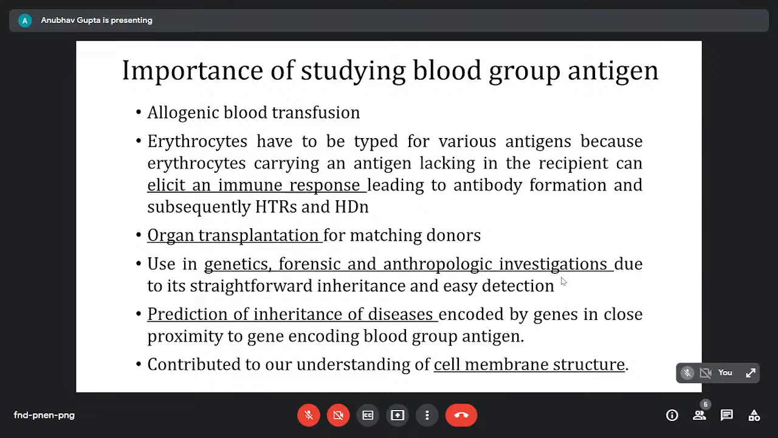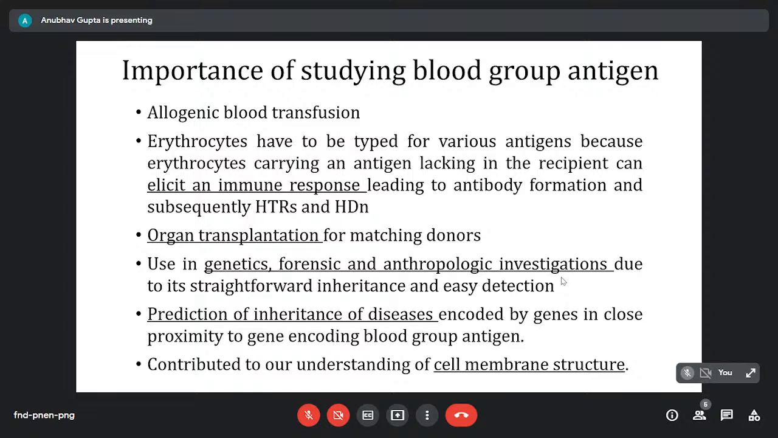So I will tell you one thing, even a blood transfusion is a mini transplant. Why? Because we are transfusing, or we are transplanting, these cells. We are transfusing red cells. Getting my point? So it is very much important to have the basic and advanced knowledge of blood group and antigens. And the importance lies in the allogenic blood transfusion.